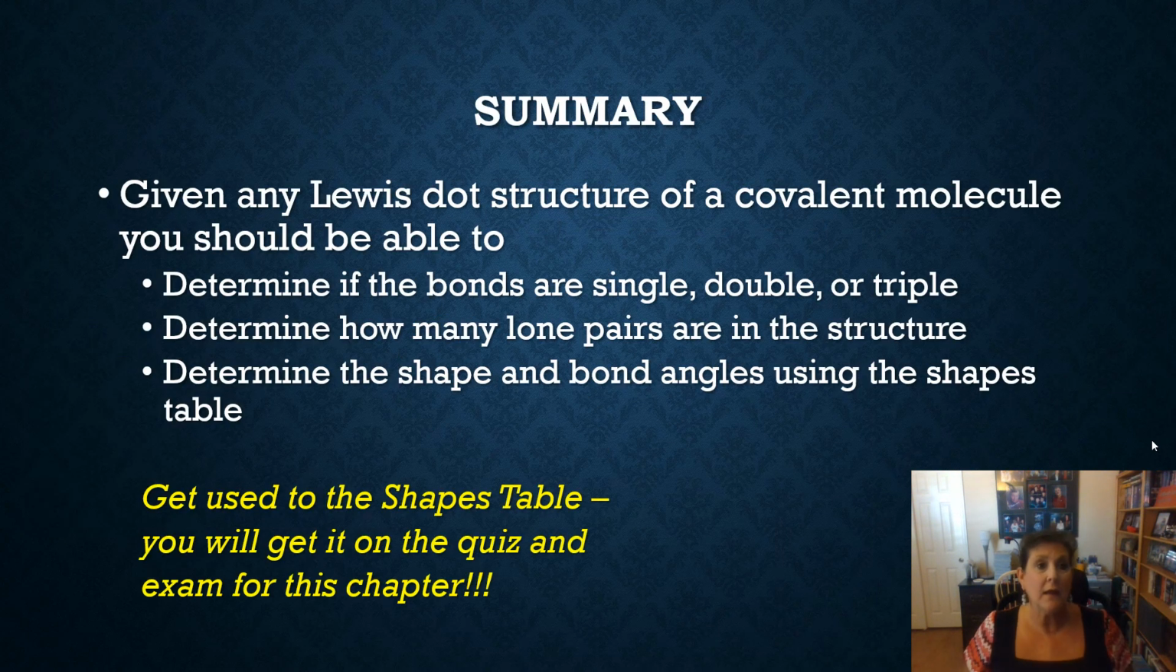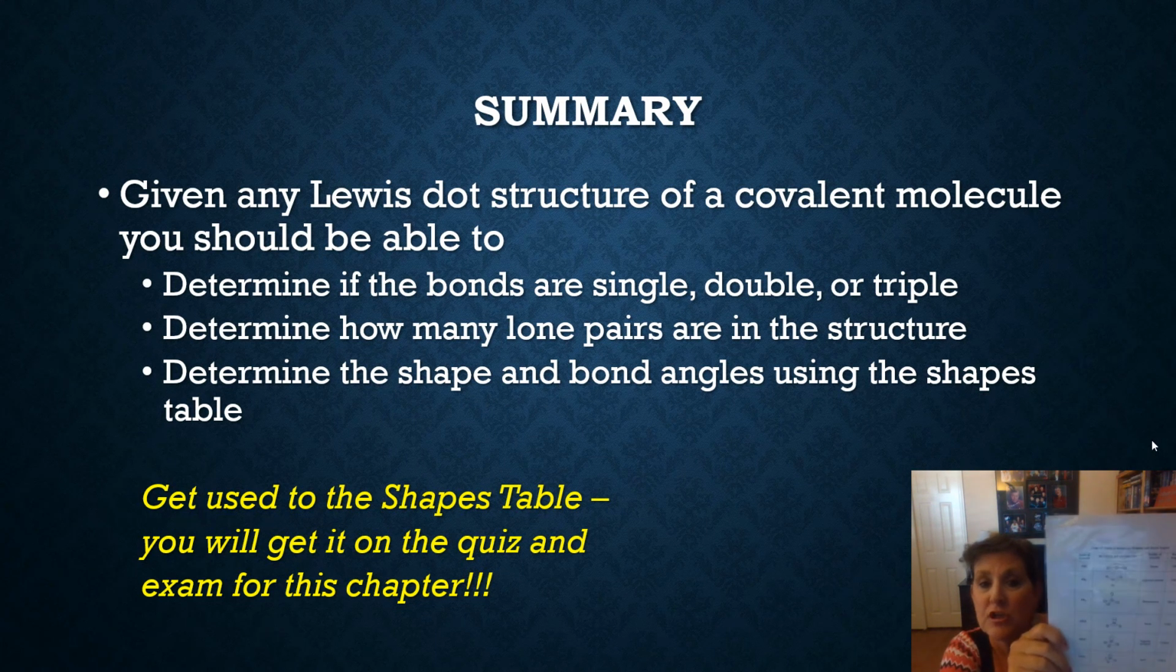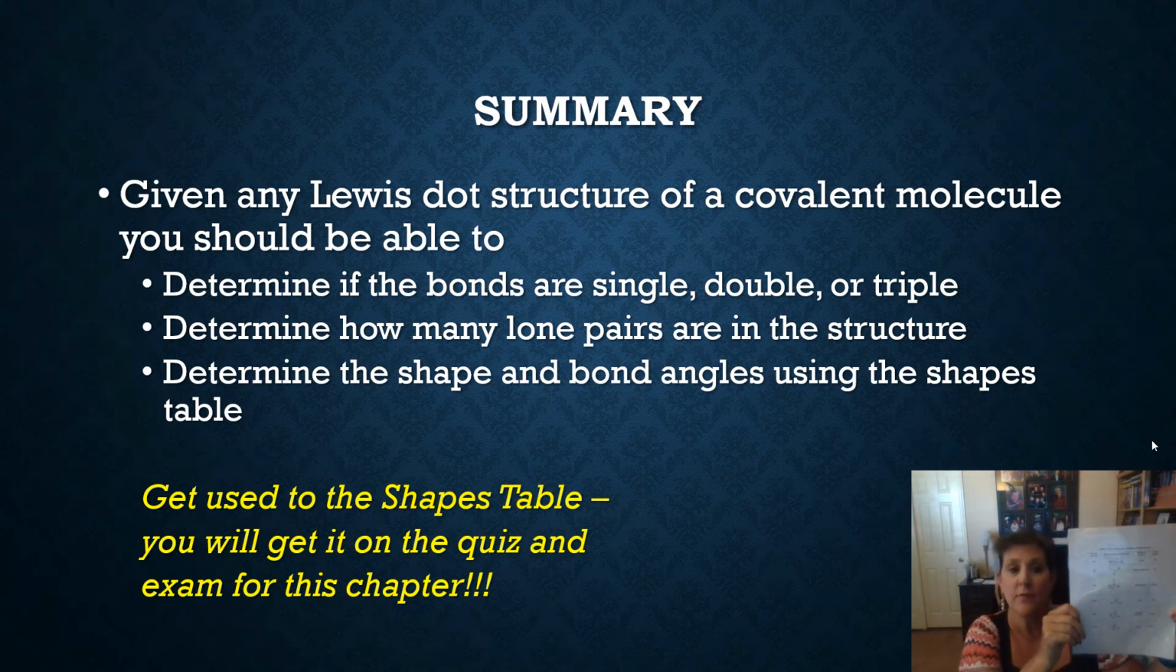So, summary. Given a Lewis dot structure of a covalent molecule, you should be able to: 1. Determine if the bonds are single, double, or triple, and how many there are in the structure of the molecule. 2. Determine how many lone pairs total are in the structure, if I ask. 3. Use your shapes table and determine the shape and bond angle of the structure I give you.